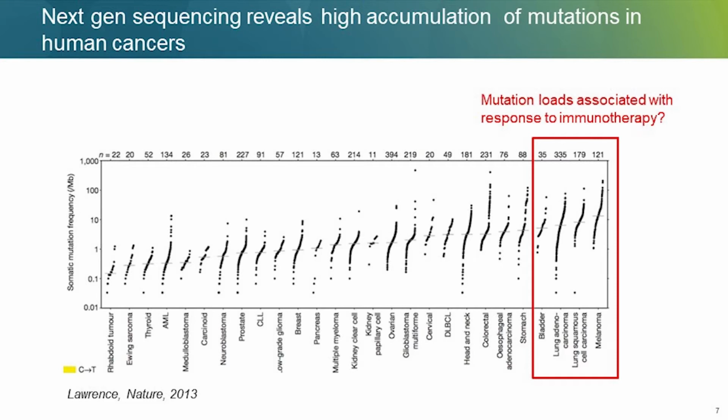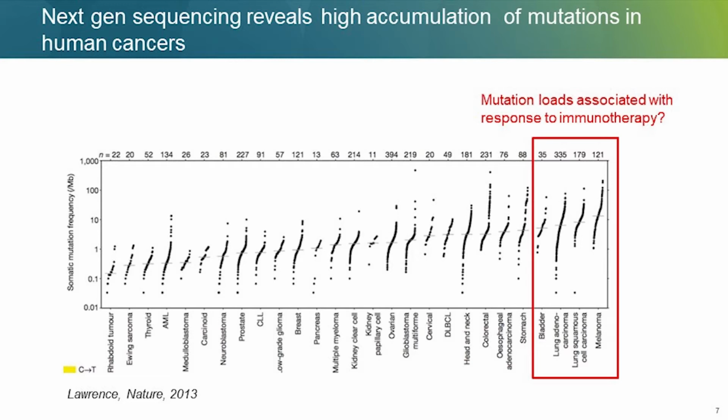And what you can see here on the y-axis is the number of mutations per megabase, while on the x-axis you have different indications. And there are a wide range of mutations among these different cancer types. But what was really noticeable for the cancer immunity field is that the cancers with high mutation burden are also the cancer types that are responding to immunotherapy, such as melanoma, lung, or bladder. And really, this suggests strongly that this mutation load may be associated with response to immunotherapy.